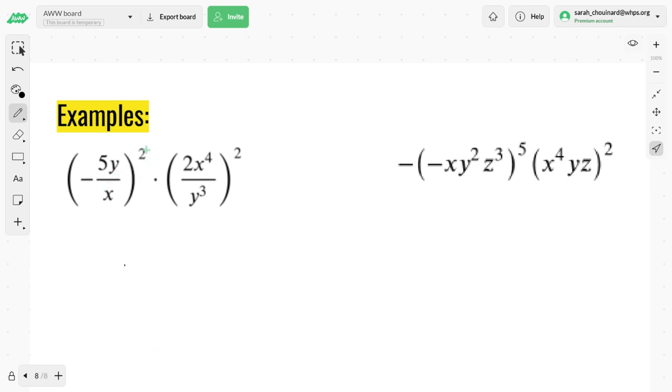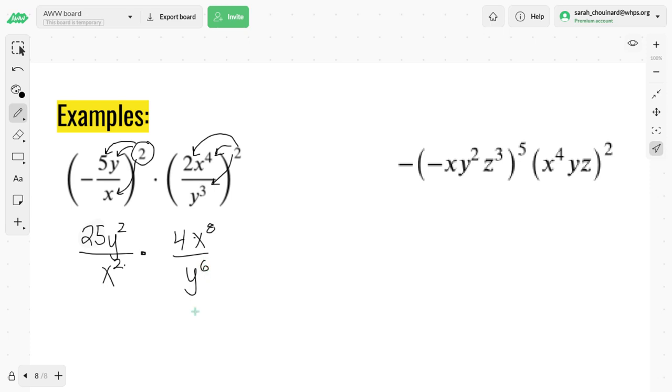Alrighty, so for the next one, I need to give the power of 2 to the 5, to the y, and to the x, and I'm squaring a negative. If I multiply a negative by a negative, that's going to give me a positive, so this negative just disappears, leaving me with 5 squared y squared over x squared. And again, I know what 5 squared is. 5 squared is 25, so I'm just going to write 25 instead. Then I give the power of 2 to this fraction. 2 squared is 4. X to the 4th squared is x to the 8th. Y to the 3rd squared is y to the 6th.